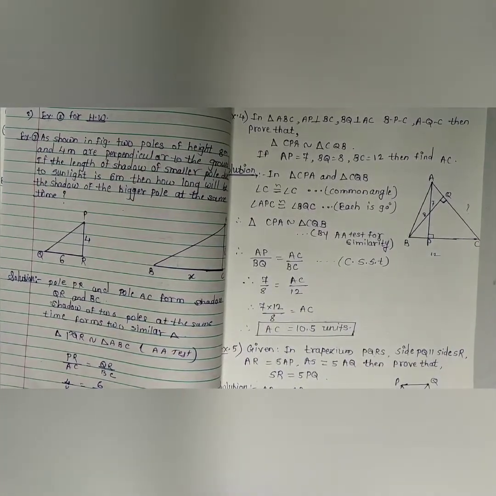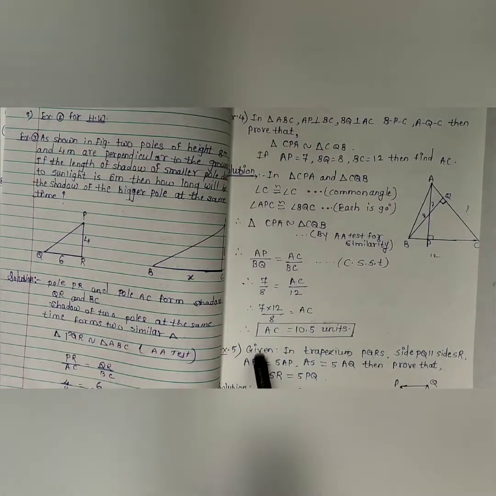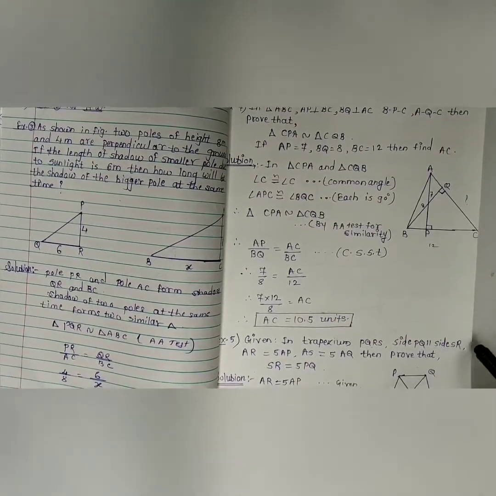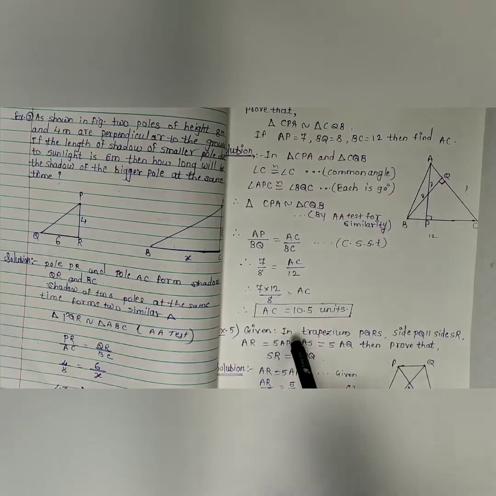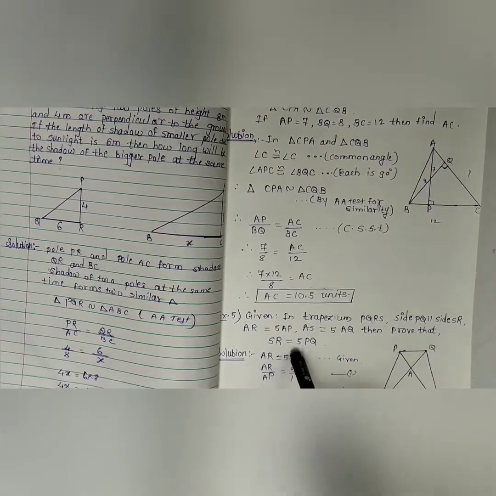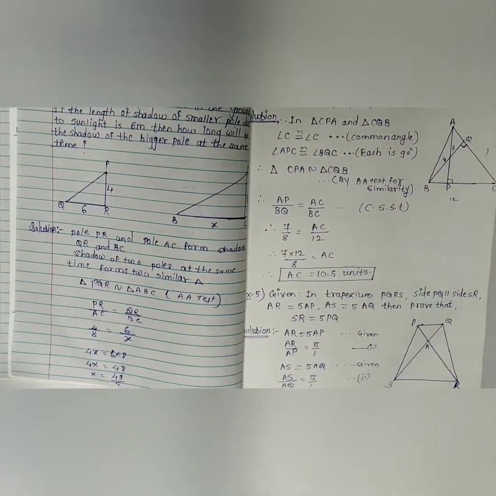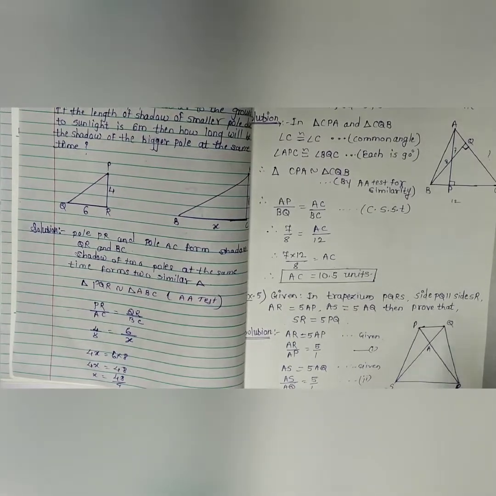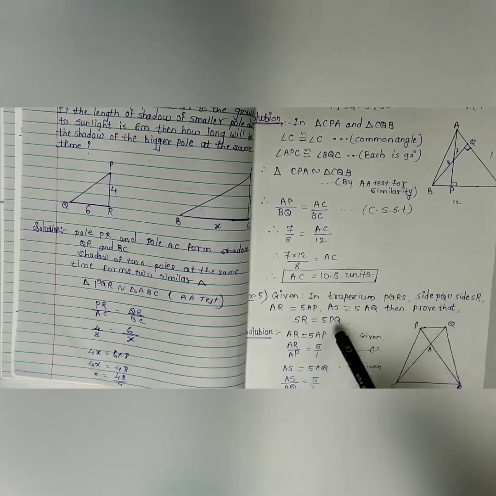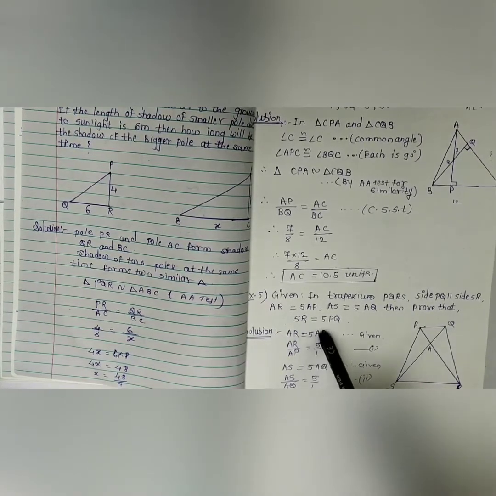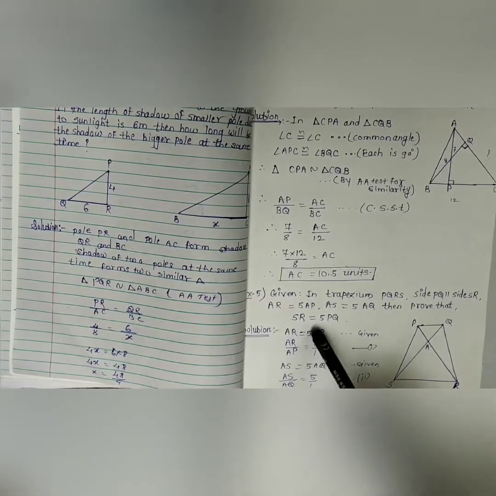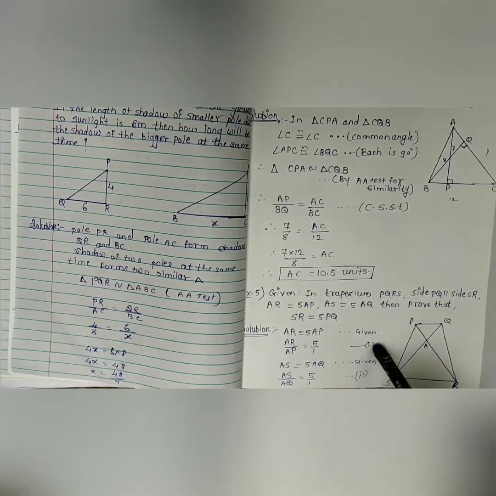Now example number 5: in a trapezium PQRS, side PQ is parallel to side SR, AR is equal to 5 AP, AS is equal to 5 AQ. Then prove that SR is equal to 5 PQ. Solution: this is the figure of trapezium PQRS. In this trapezium, given that AR is equal to 5 AP, dividing by AP we get AR upon AP is equal to 5 upon 1, and this is the first equation.